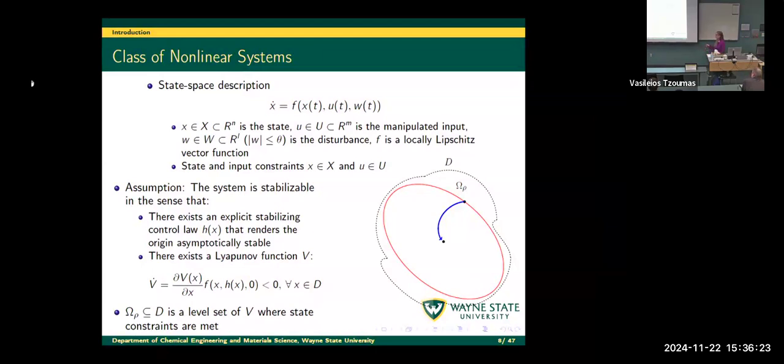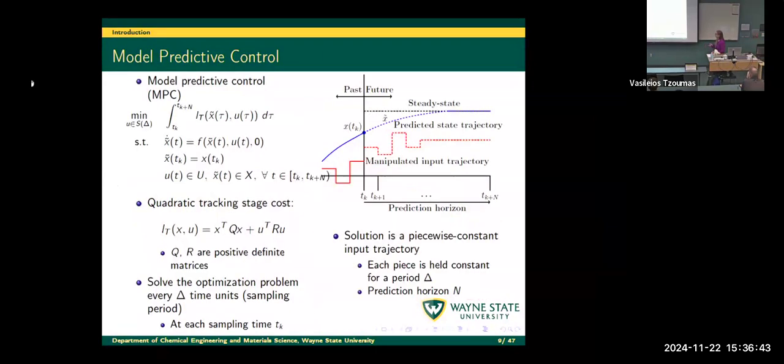And then we'll define a level set of our Lyapunov function, which is shown here within this region D. And I'm going to call this the stability region omega rho. And so this is a region where we can stabilize the process for all states within the stability region using the controller h of x in the sense that we can drive the state toward the origin.